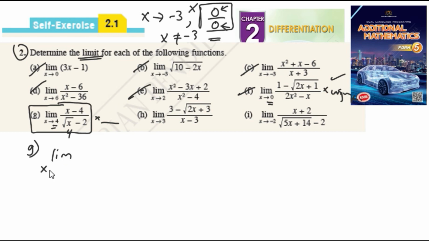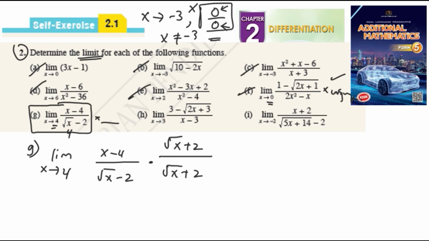So limit x approaching 4, x minus 4 divided by square root of x minus 2. Because when we substitute this one will become 0, you have to multiply with the conjugate. So the square root of x minus 2, this one would be the square root of x plus 2. Why? Because when we get the square of the root and 2 squared, the root can be removed. So here would be square root of x plus 2.